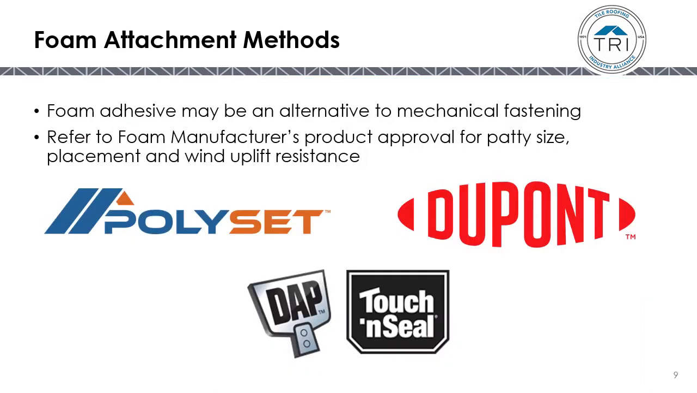Before proceeding, I'd like to spend a minute on foam attachment methods. The foam attachment methods may be an alternative to mechanical fastening. These listings are not in the FRSA TRI 6th edition, but rather in the foam manufacturer's product approval. You'll have to look at their patty sizes, their placement, and their uplift resistance, and compare those to your design pressures using that full manufacturer's product approval.